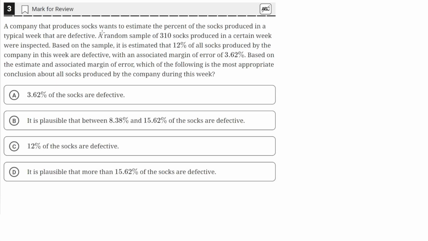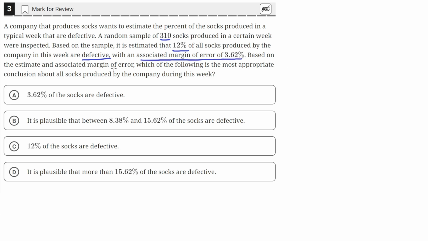A company that produces socks wants to estimate the percent of the socks produced in a typical week that are defective. A random sample of 310 socks produced in a certain week were inspected. Based on the sample, it is estimated that 12% of all socks produced by the company in this week were defective, with an associated margin of error of 3.62%.